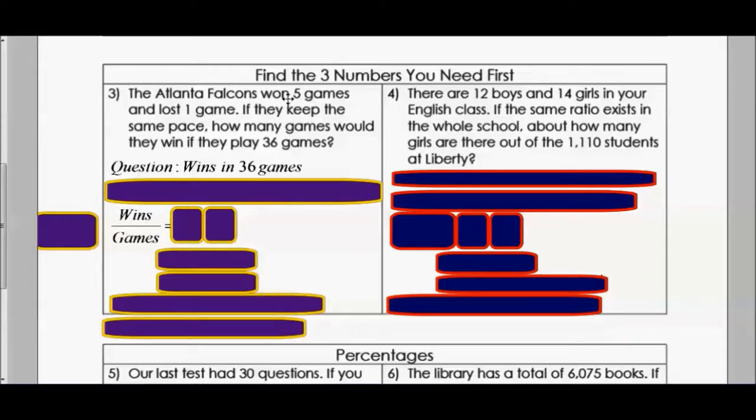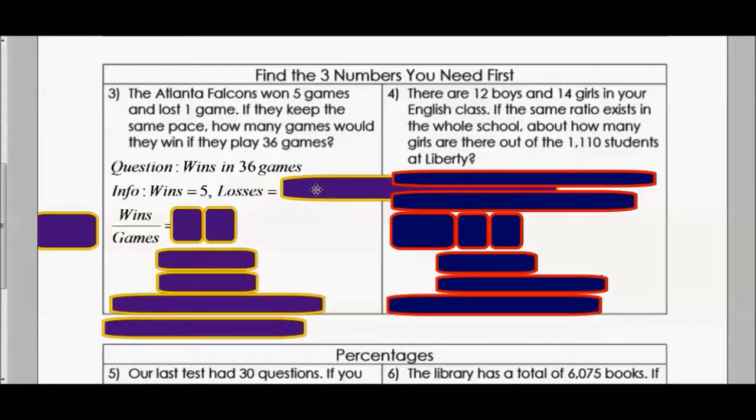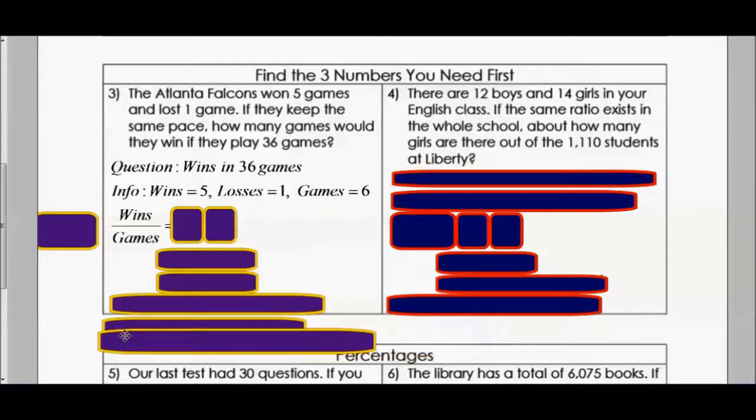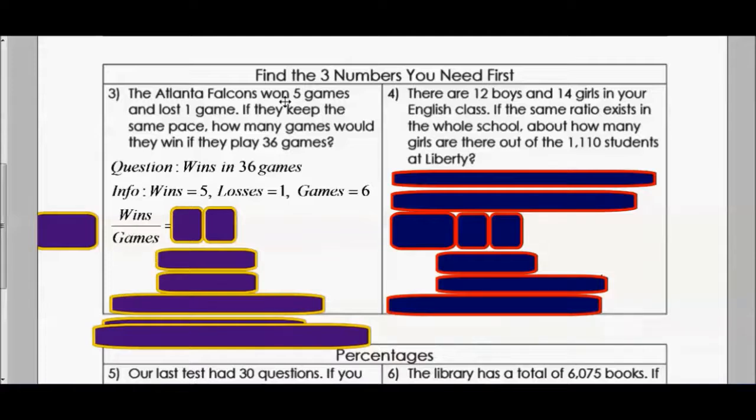So we have the number of wins directly. They won 5. That's part of our info. We also know that they lost 1. Well, if they won 5 and lost 1, they don't talk about ties. We're going to assume that that's their total games. They played 6 games. All right, so even though they didn't outright give us the number of games here, we have to know that they won 5 and lost 1. That gives them a total of 6 games. So that's really the information we're given here. 5 wins compared to 6 total games.